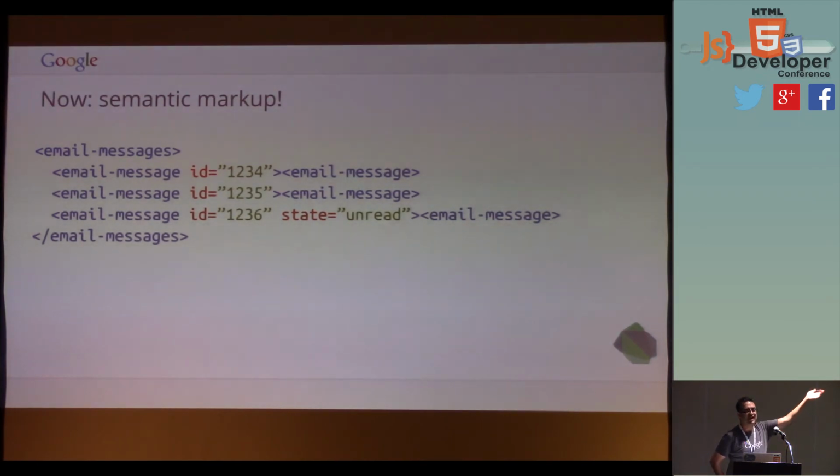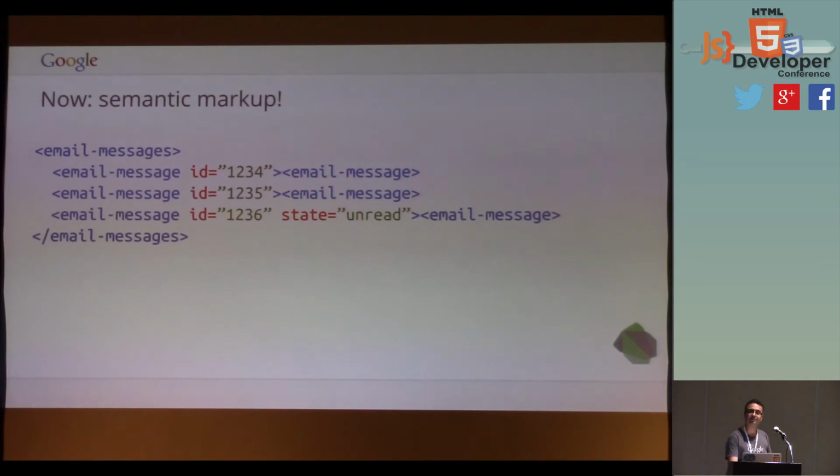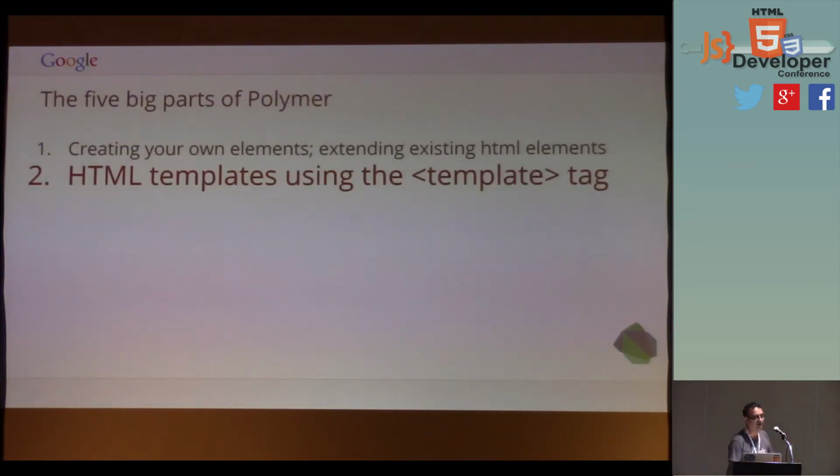You could attach handlers to it of some kind. When somebody clicks on it, something happens. When somebody checks something, something happens. But ask yourself, what is more meaningful to you as a developer, this or this? This is the power of Polymer. And this is available to you now. So that's sort of the overview, creating your own elements.